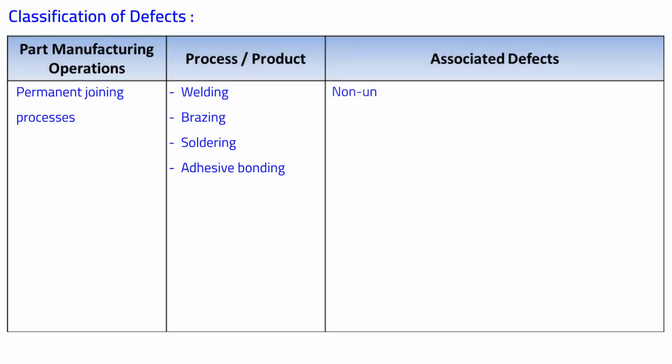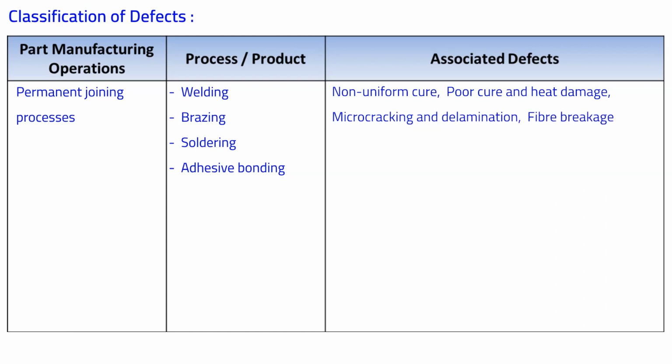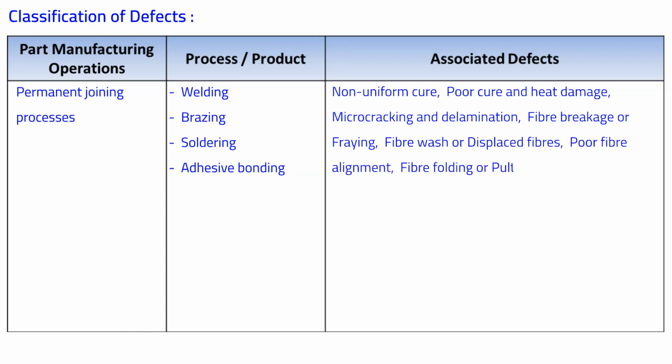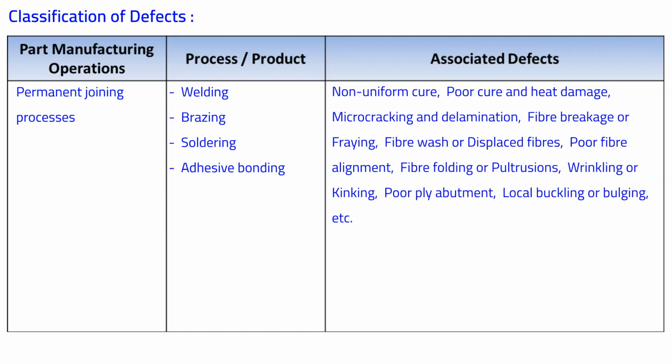Defects associated with adhesive bonding process are non-uniform cure, poor cure and heat damage, micro-cracking and delamination, fiber breakage or fraying, fiber wash or displaced fibers, poor fiber alignment, fiber folding or pultrusions, wrinkling or kinking, poor ply abutment, local buckling or bulging, etc.